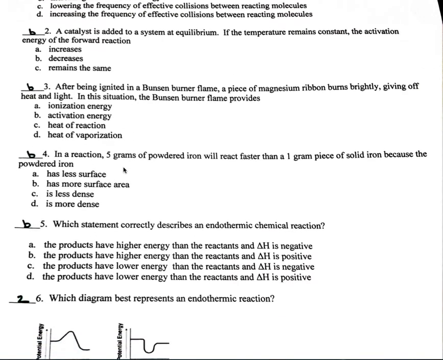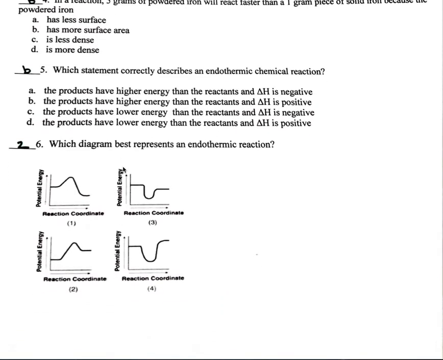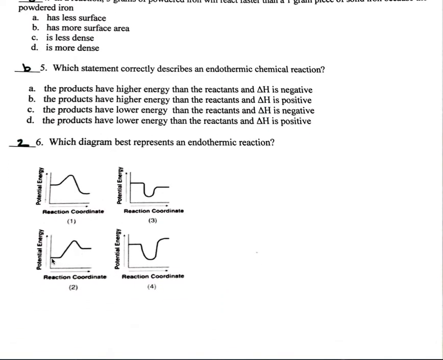5. Which statement correctly describes an endothermic chemical reaction? All right, so if you draw it out, and actually this shows it really nicely, so I'm going to show it here. This is an endothermic graph. Your products have a higher energy than your reactants, and your delta H is positive, so B is the correct answer.